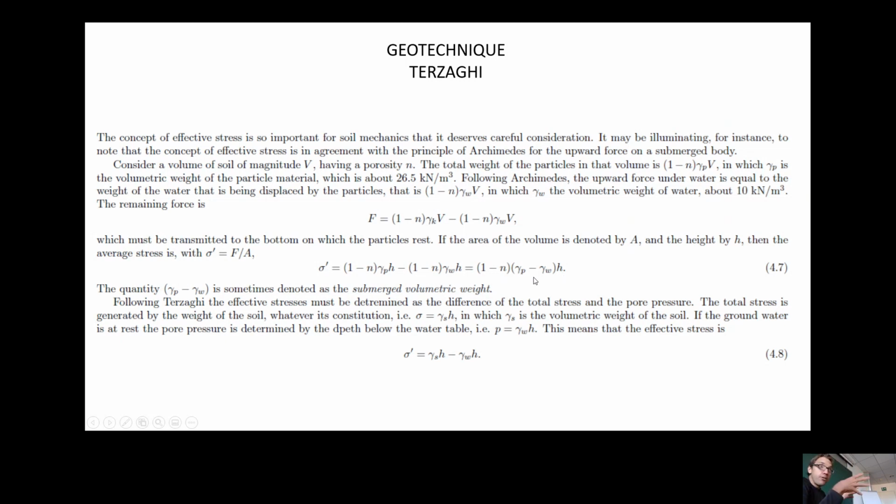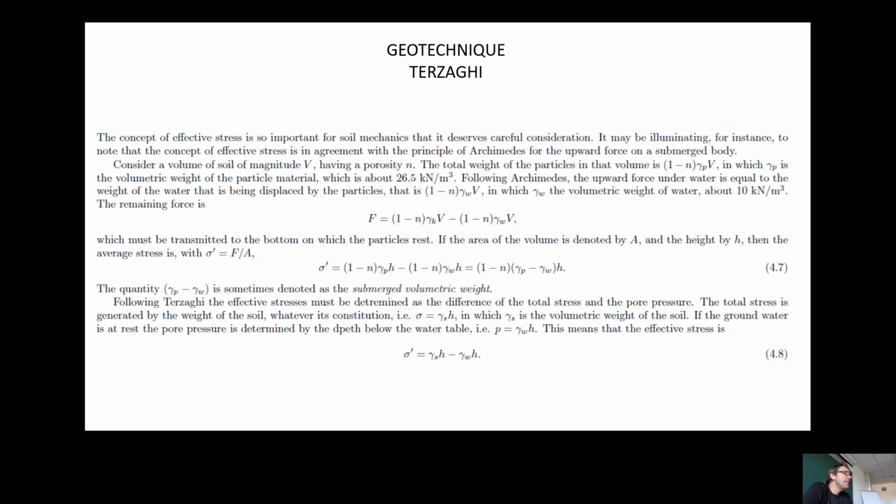This is why the shape of the container is not really important, and the quantity gamma p minus gamma w is what we generally call the submerged volumetric weight. So when we have a soil that is submerged in water, we don't really consider the volumetric weight of the soil, 26.5, but the difference, so 16.5. Following Terzaghi, the effective stresses must be determined as the difference of the total stress and the pore pressure.